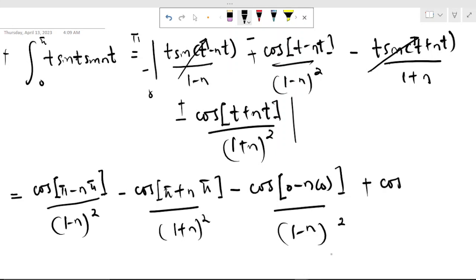Plus cos(0 plus n times 0) over 1 plus n. And in case you're wondering why I cancelled out the sine terms, plug in the value of pi for t here. Sine pi is 0, sine 2 pi is 0, sine 3 pi is 0. Only sine pi over 2 will give us a magnitude of 1. And if I plug in 0 for the value of t, sine 0 is always 0.